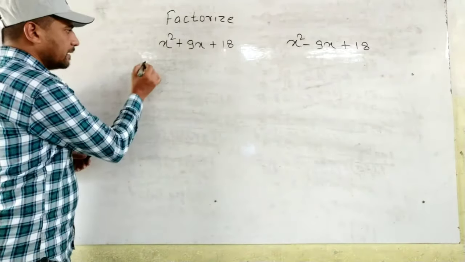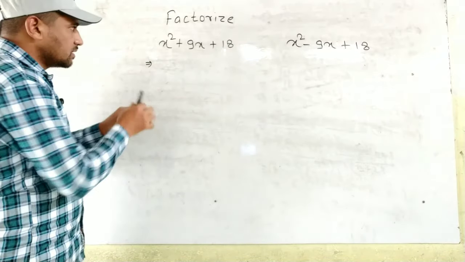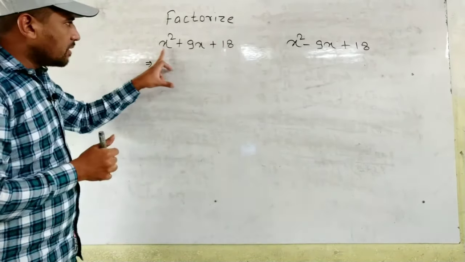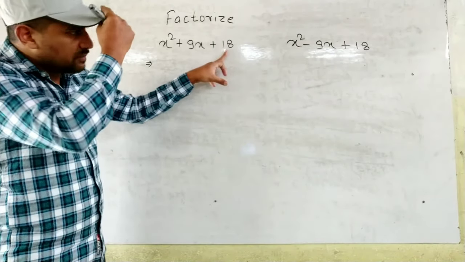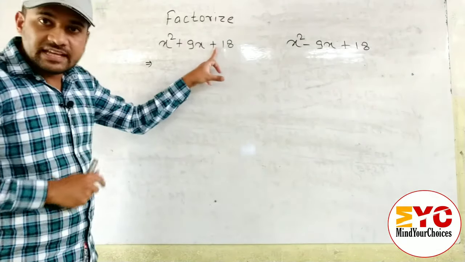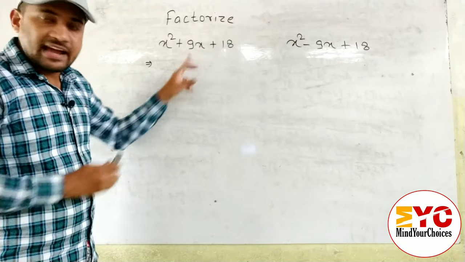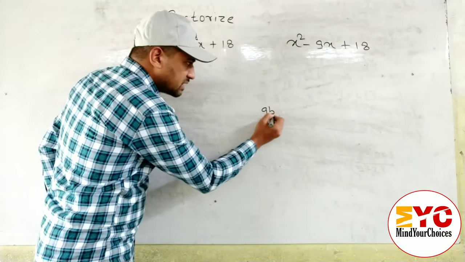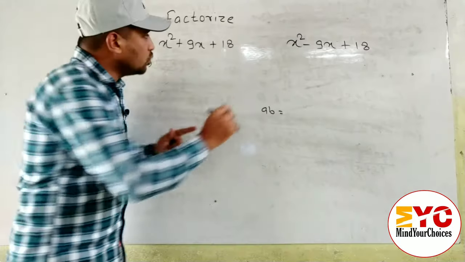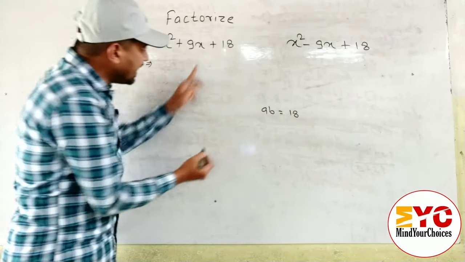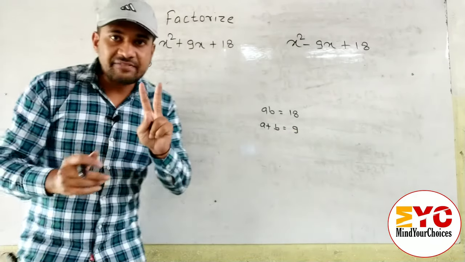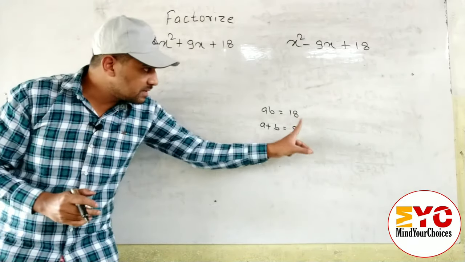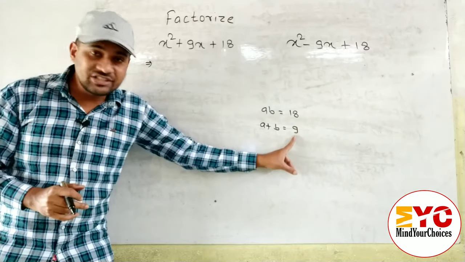Look properly here. There are three terms: first, second, third. While multiplying by 18, we have to find two numbers whose multiplication is 18 and addition is 9. Here it is plus, so the addition is 9. It means we have to find a and b whose product is 18 and a plus b is equal to 9.